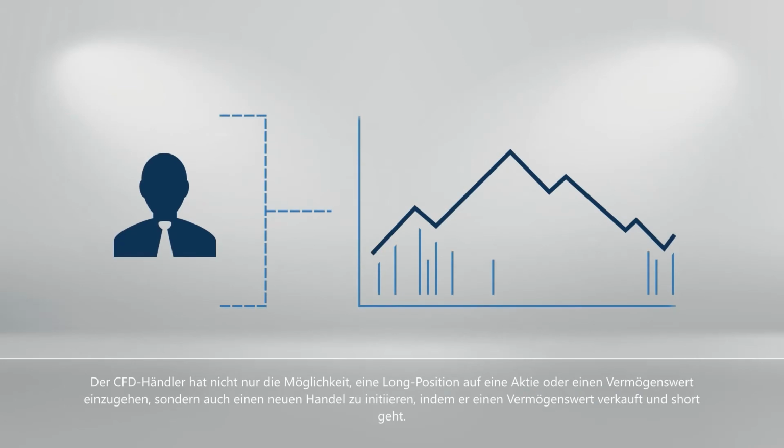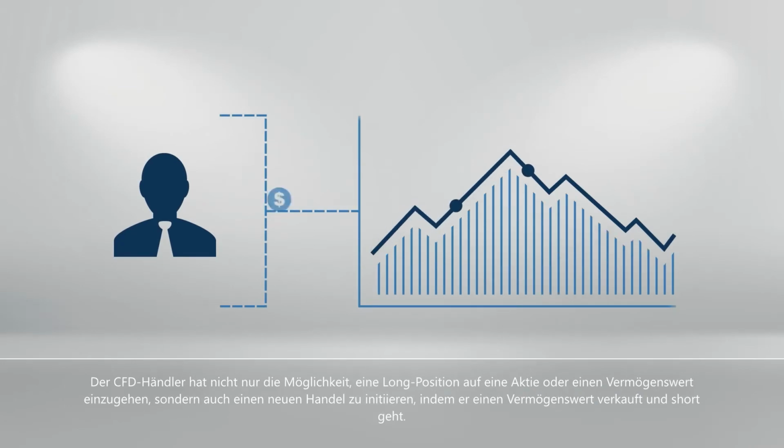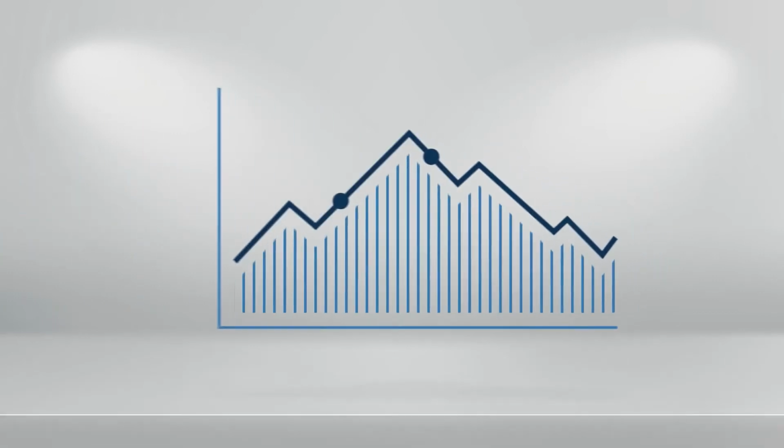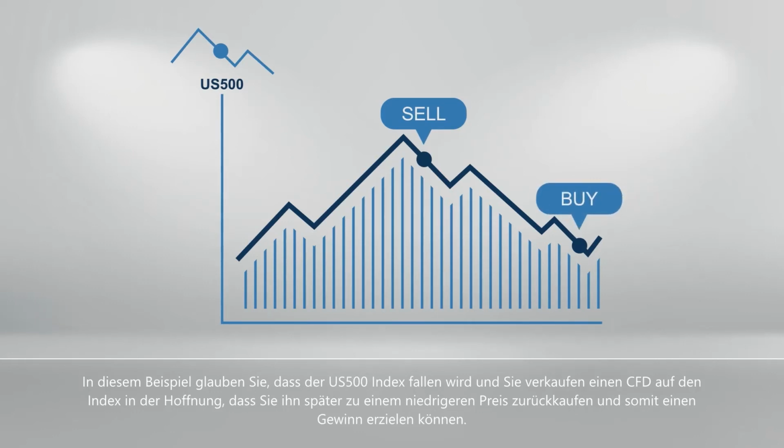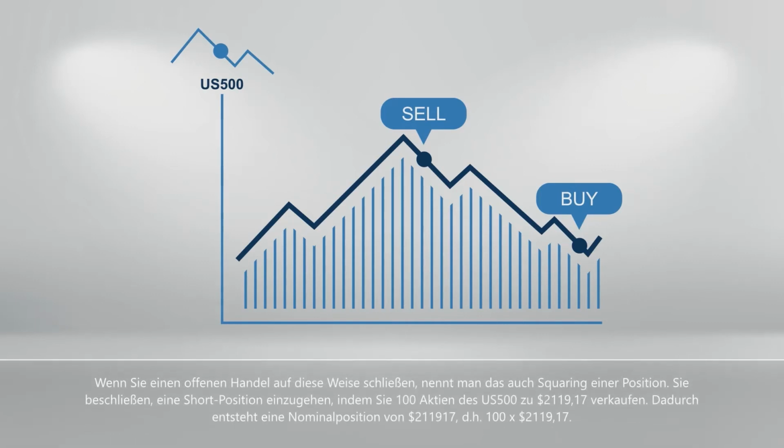As well as taking a long position on a stock or an asset, the CFD trader has the ability to initiate a new trade by selling an asset and going short. In this example, you believe that the US 500 index is about to fall and you sell a CFD on the index in the hope that you will be able to buy it back later at a lower price and therefore make a profit. When you close an open trade in this way, it's also known as squaring a position.